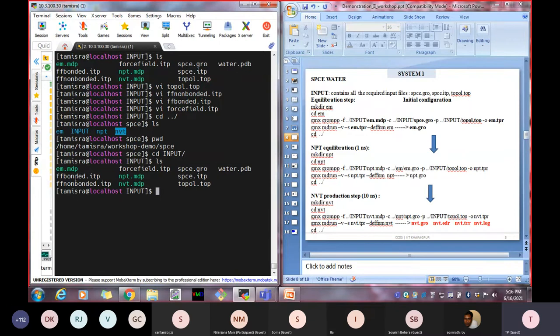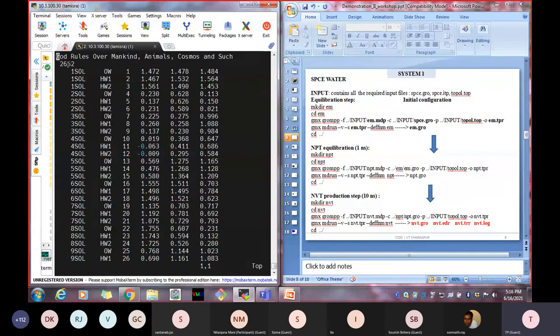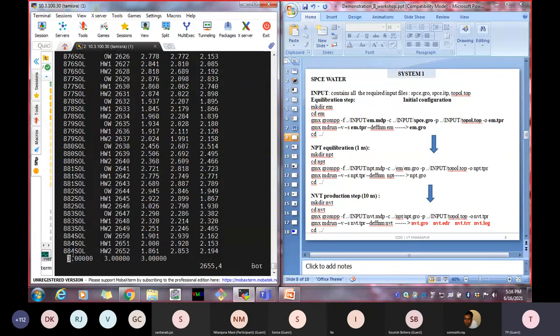First, we already saw that there is a gro file for the SPC water. Click it once more. So here we have the header, the number of atoms, and we have 884 SOL molecules, and the box length is 3.